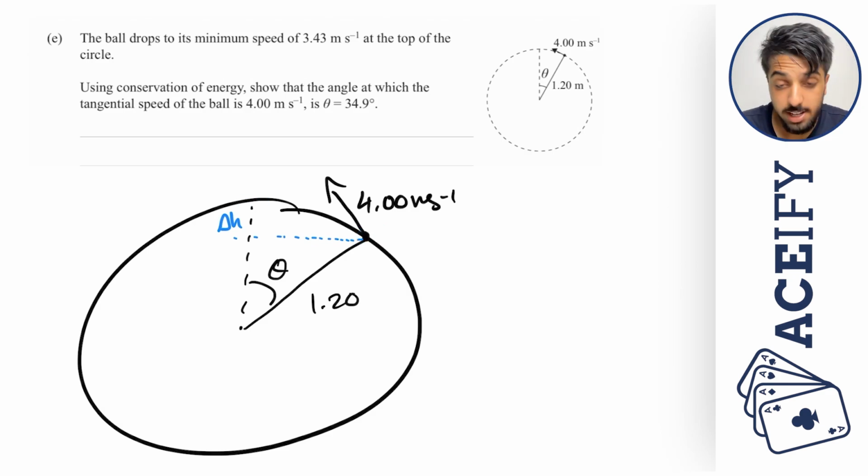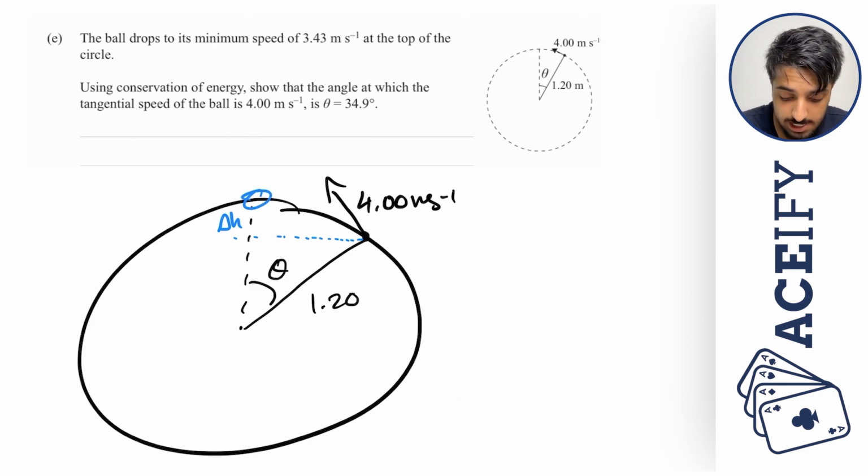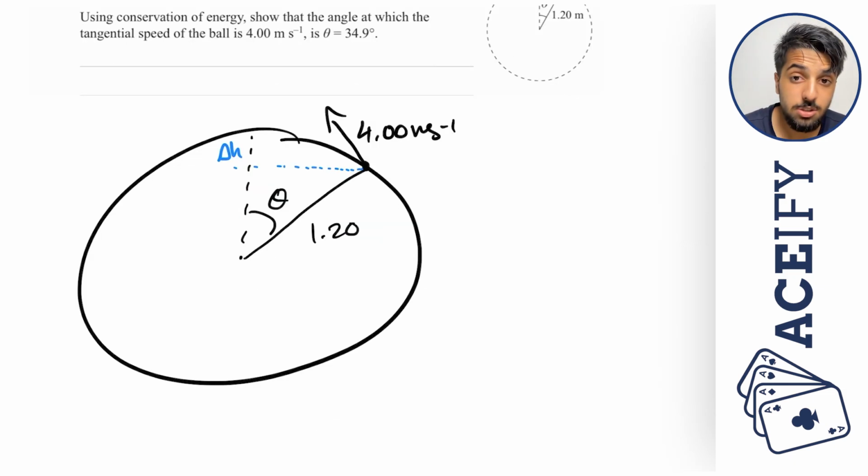because energy is conserved. And so we can figure out the EK at the top, we can also figure out the EK at this point, and we can see the difference, and the difference is therefore the difference in EP. And so we can do that right now.